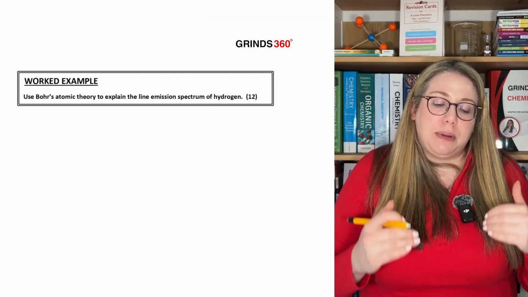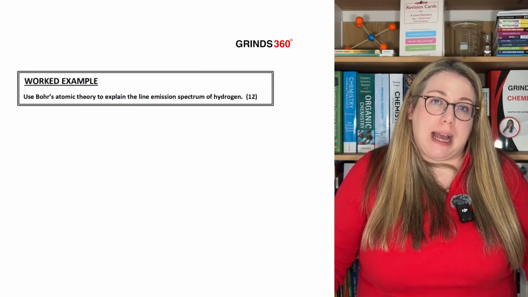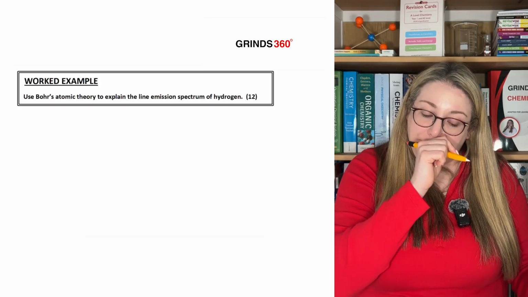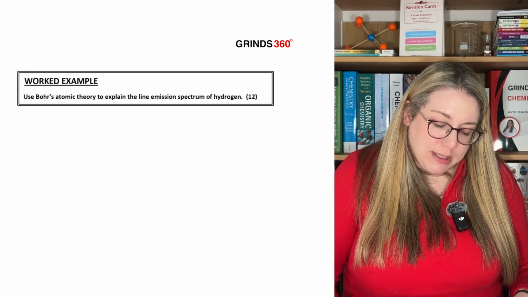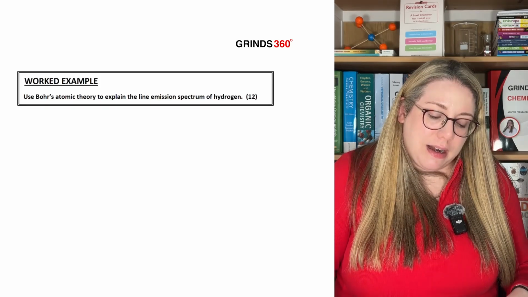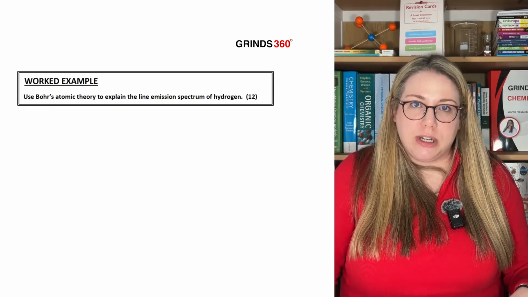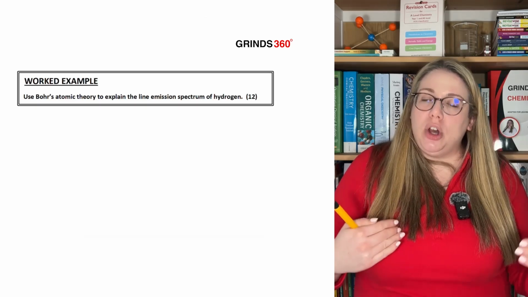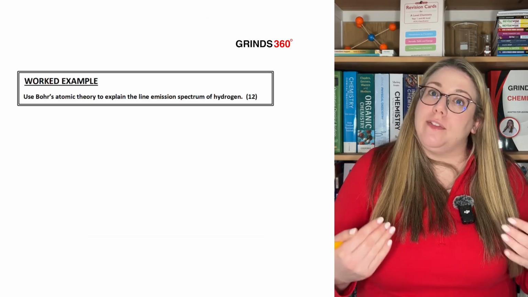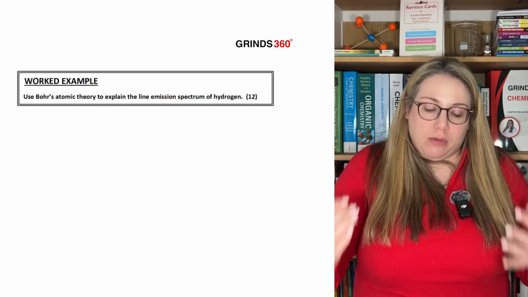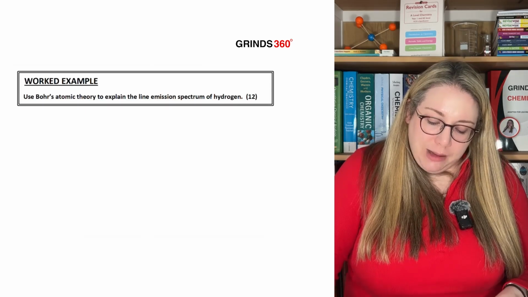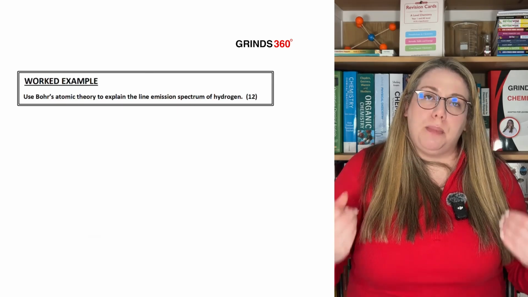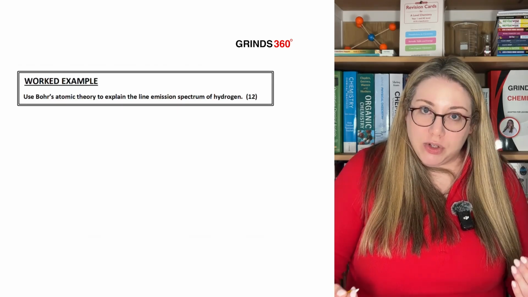And this worked example is also written in your notes, and I'm going to recreate it here to show you what your examiner is looking for. It says, use Bohr's atomic theory to explain the line emission spectrum of hydrogen. So that's asking you to explain why we see these coloured lines on the black background for hydrogen. To help me with this, I actually recommend that you draw the Bohr structure of hydrogen.